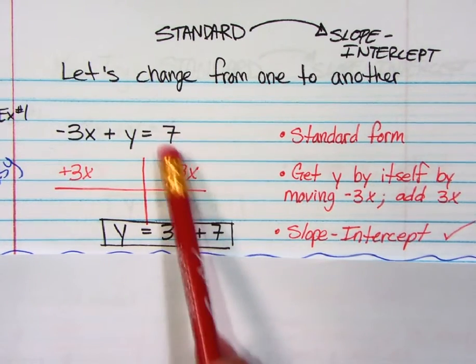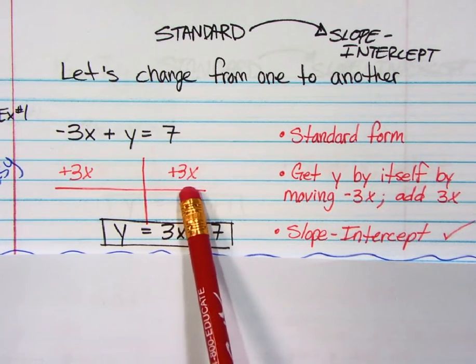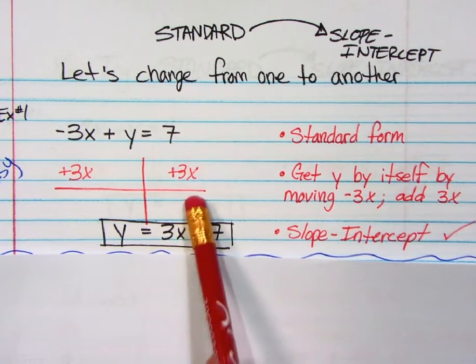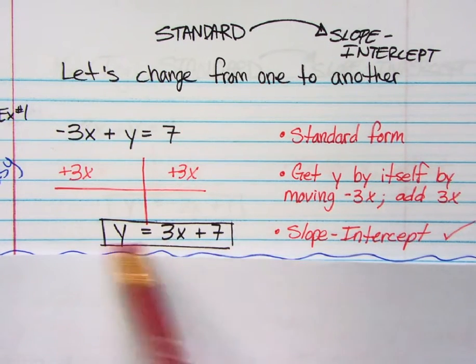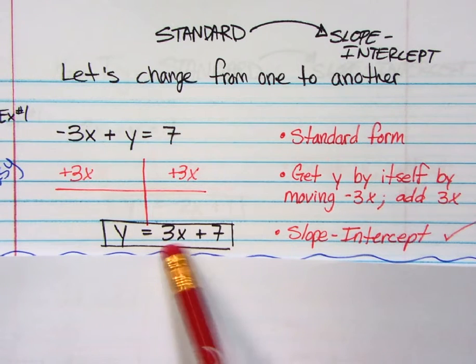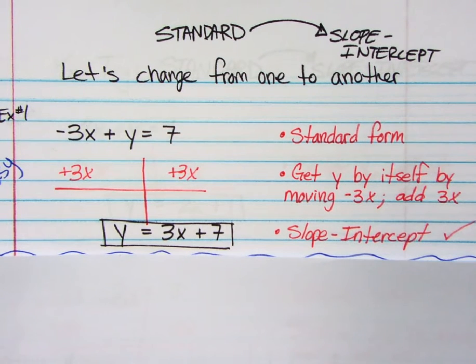And these two, remember, I can't add together. It does not turn into 10x. One has a variable, one does not, so we have to leave them separate. And that's it. That's called slope-intercept form. That's my slope, and that's my intercept. All right? Let's try another one.